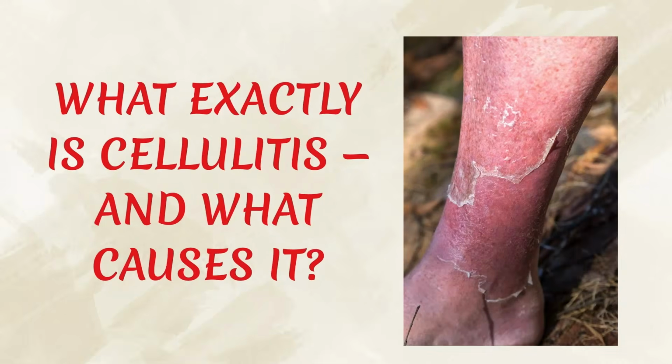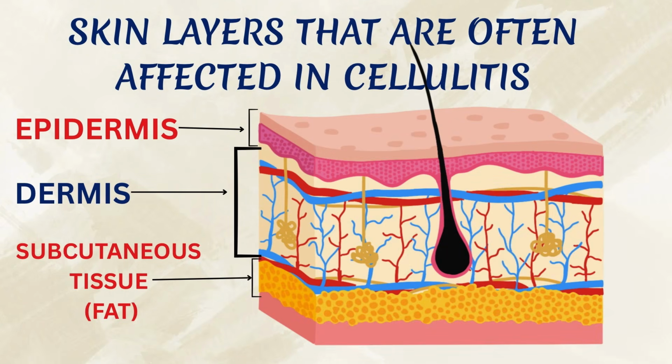So first, what exactly is cellulitis and what causes it? Cellulitis is an infection involving the skin and the soft tissue underneath, including the dermis and subcutaneous layer. By the way, any part of the body can develop cellulitis, but it most often appears on the lower legs, particularly around the ankles and shins, and less commonly on the arms, face, or anywhere that the skin has a cut or irritation. And that is the key.